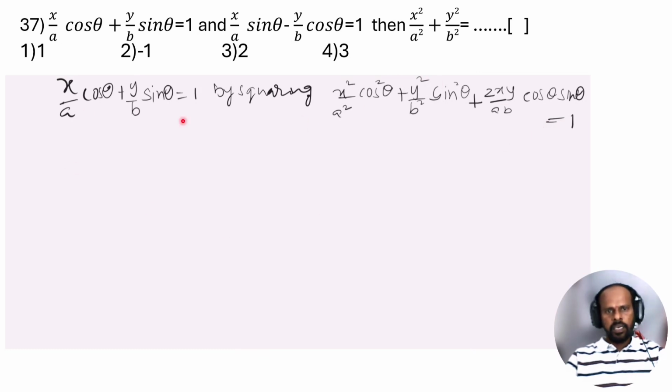The right side one is given, writing as it is. Now the second condition given, same: x by a sin theta minus y by b cos theta equals 1, given.